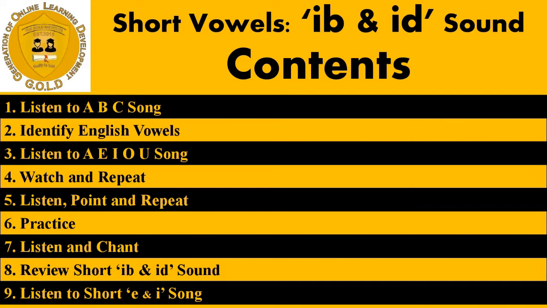The lesson of the short vowel, IB, and ID, will start with an ABC song, followed by Identify English Vowels. Listen to English vowel song. Watch and repeat. Listen, point and repeat. Practice. Listen and chant. Review the short vowel, IB, and ID. Finally, listen to a short E and I song.